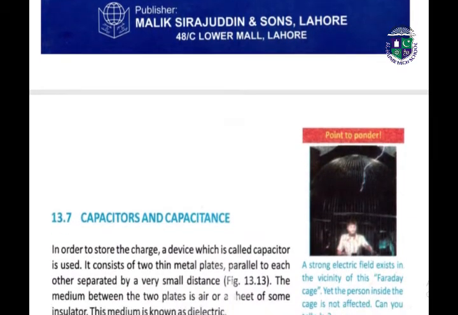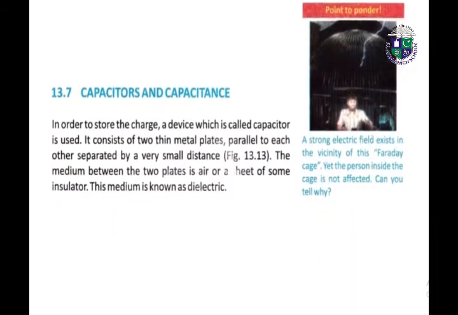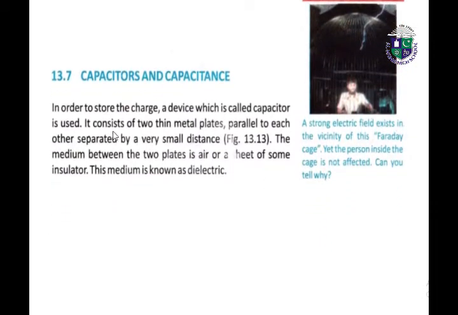Topic number is 13.7. Topic is capacitors and their capacitance. In order to store the charge, a device which is called a capacitor is used. So for storing the charges, the device which we use is called the capacitor. It consists of two thin metal plates, and these plates are parallel to each other, separated by a very small distance. As figure 13.13 shows below, the medium between the two plates is air or a sheet of some insulator. This medium is known as dielectric.